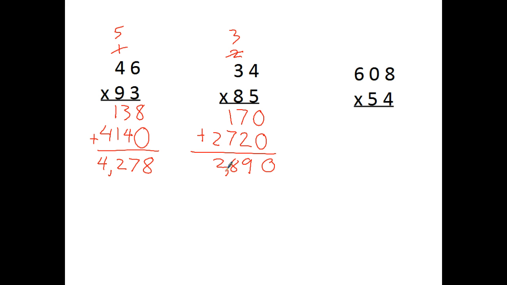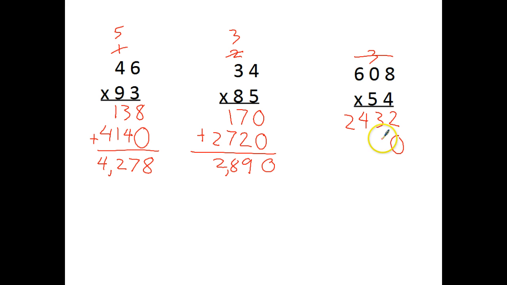608 times 54. You would think you could mark the 0 out, but I can't because it's in the middle of the problem, not at the end. So I'm going to have to go through all the work. 4 times 8, 32. Put down my 2, carry my 3. 4 times 0 is 0, plus 3 is 3. 4 times 6, 24. Marco, Polo.